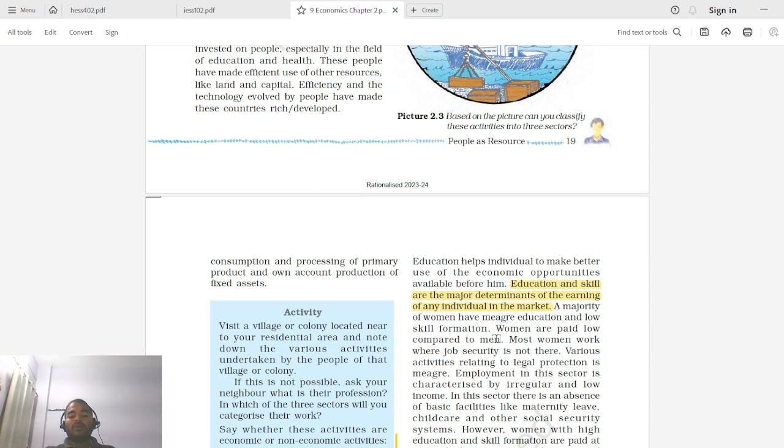Most women work where job security is not there. Legal protection is meager, and women settle into jobs which are low paying, not secure, and offer less protection for them. Employment in this sector is characterized by irregular and low income. So women work irregularly because of the market scenarios, and because of these market scenarios they are paid low income.